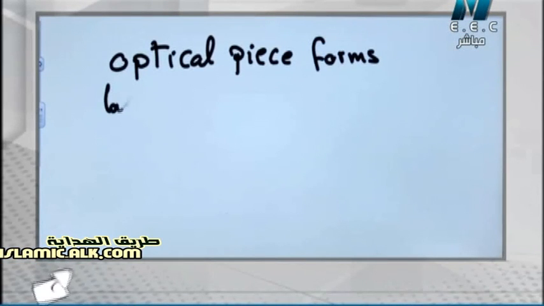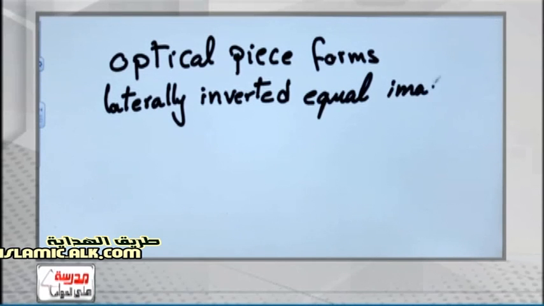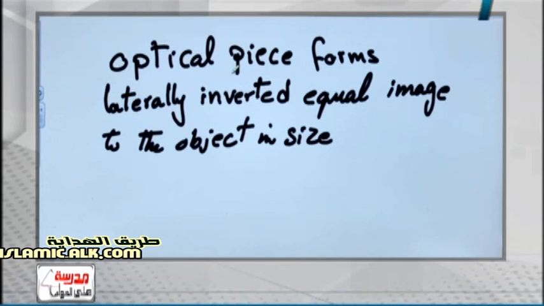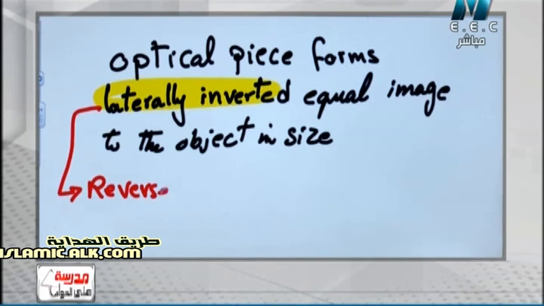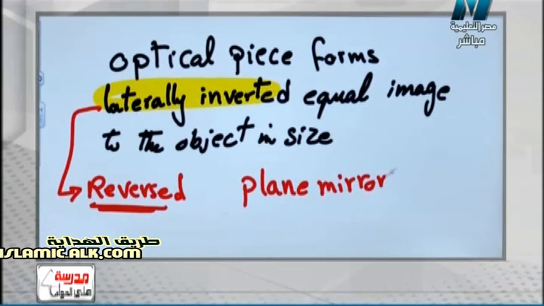Yes, I have a question, Mr. Muhammad. An optical piece that forms a laterally inverted image, equal in size to the object. It says laterally inverted here, which means reversed. So which one makes reversed images? There is nothing in front of me except one answer, the plane mirror, because laterally inverted means reversed, and a plane mirror means reversed.